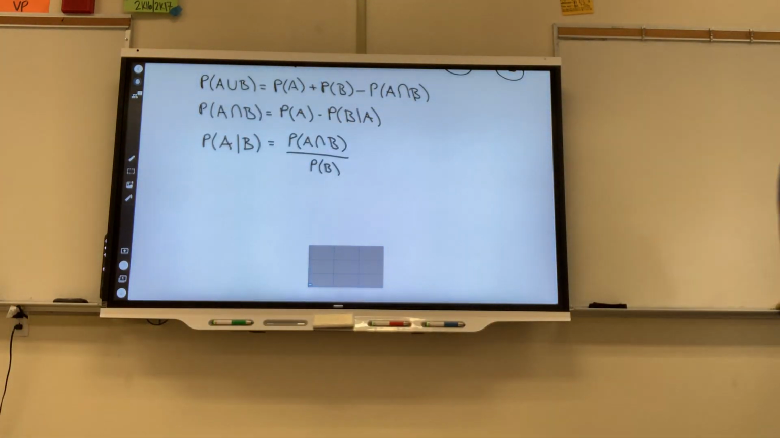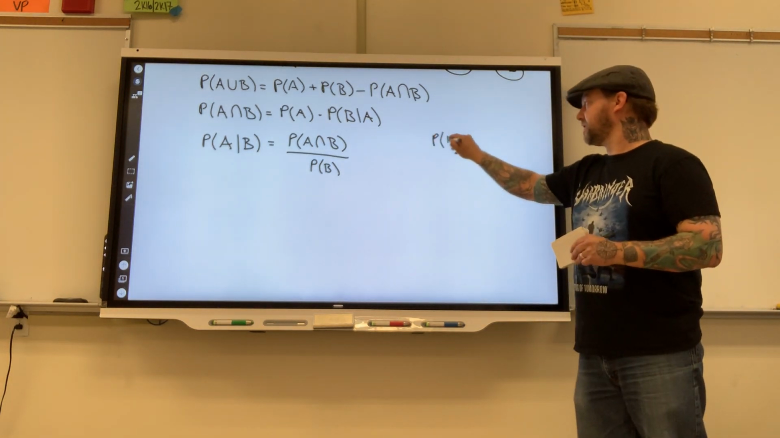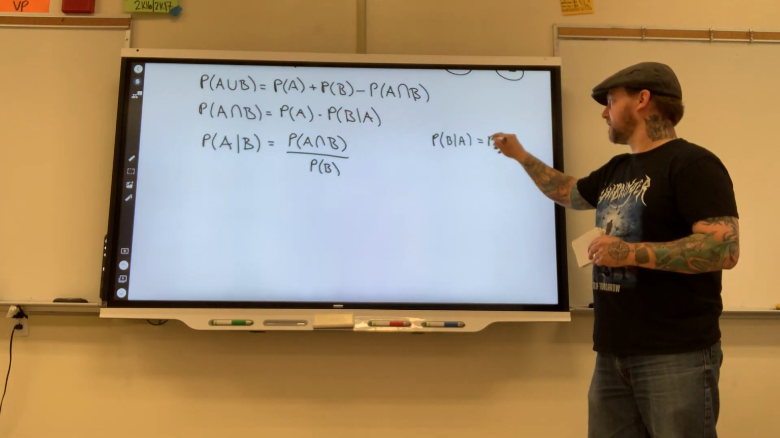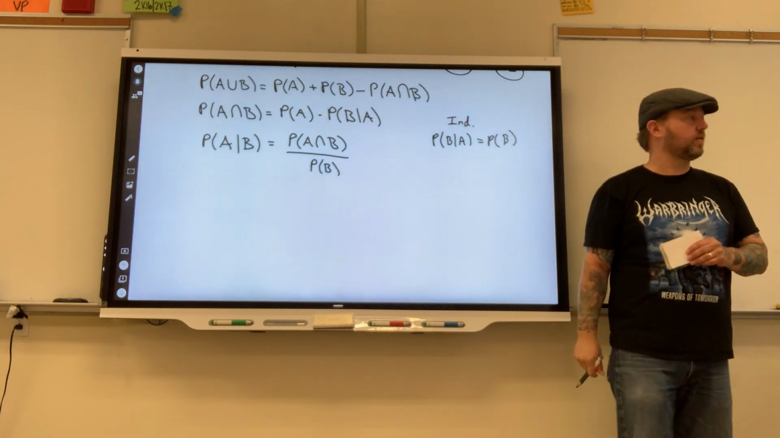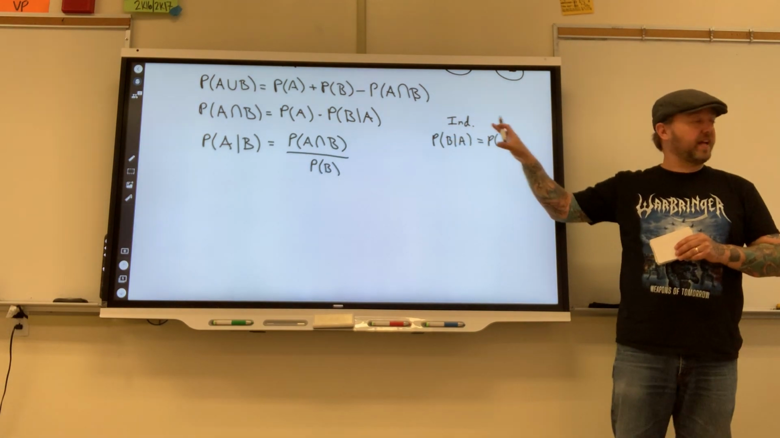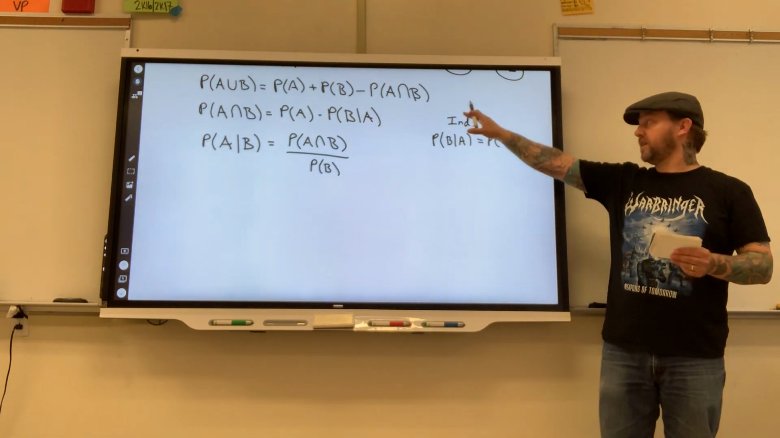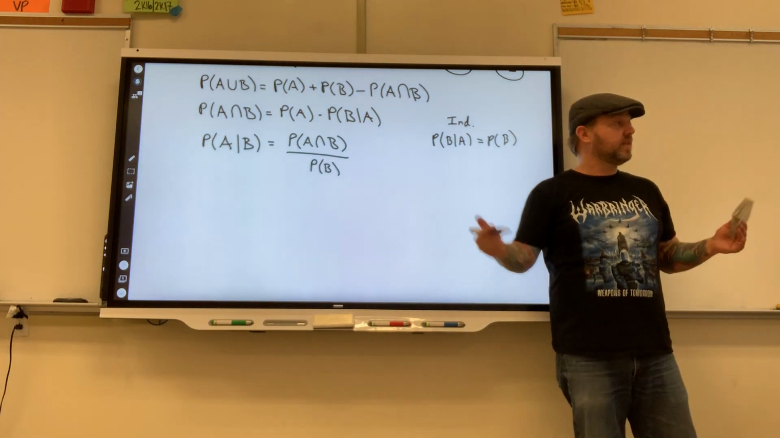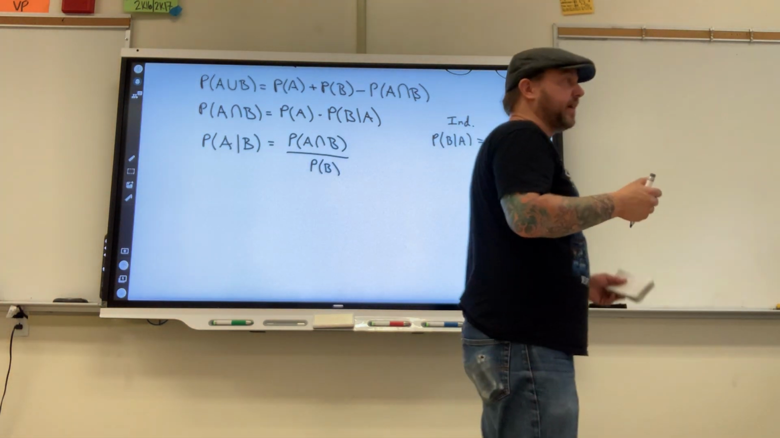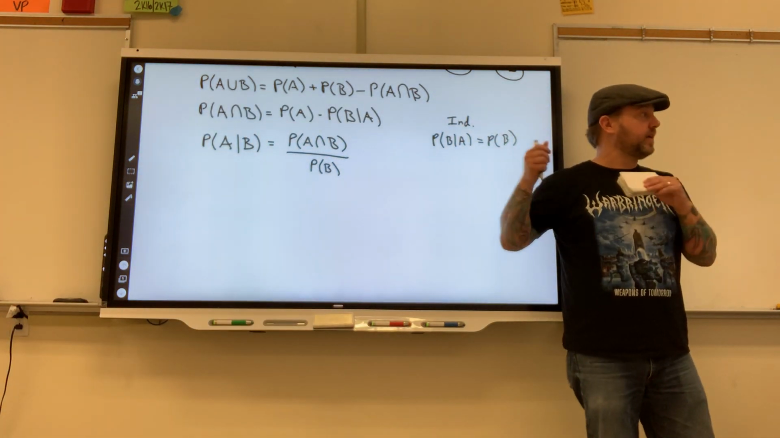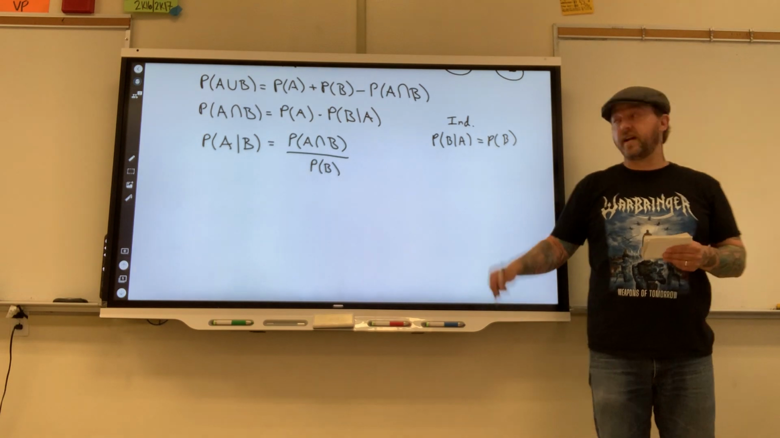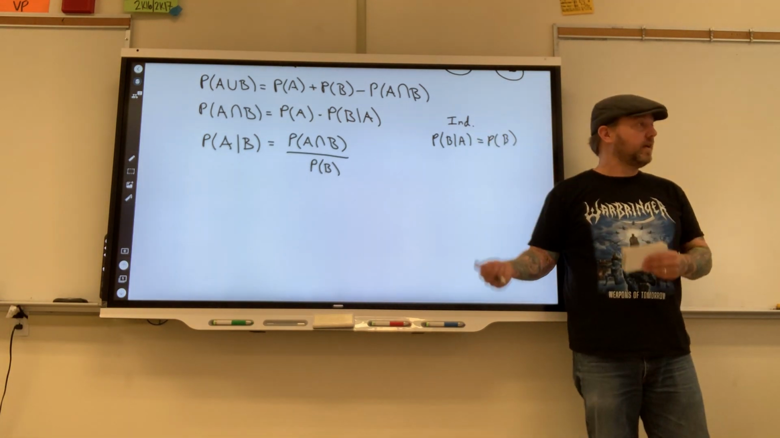When you're checking for independence, if B given A is equal to B, that means that they're independent. So if the probability of B given A is just the probability of B, then they're independent. Like if we're flipping coins, the probability that I get heads the second time is still going to be a half, even if I get heads the first time. It's not going to change the probability for the second time. So coin flips are independent.